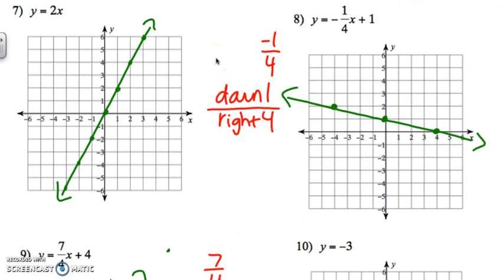So here is what I got on the back page. So I started at a 0 and I went up 2 over 1, up 2 over 1, and then I got this line. On number 8, I started at a positive 1, and then make sure, again, if it's a negative, you put it with that top number, which means down 1, right 4. So down 1, right 4, and then you do have to go up 1 and left 4 to get that.